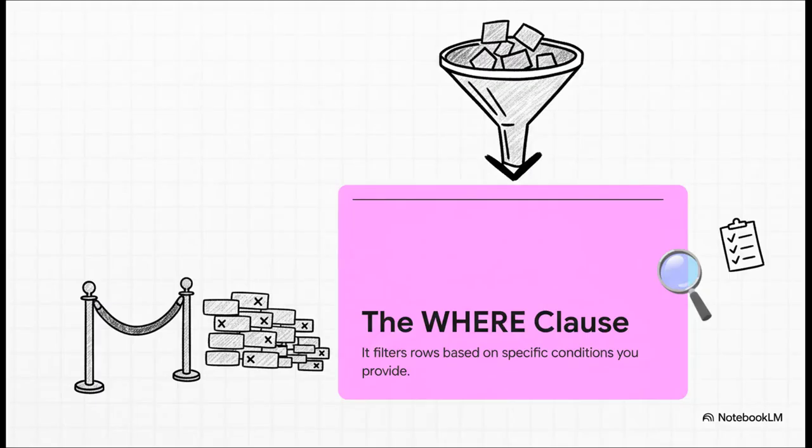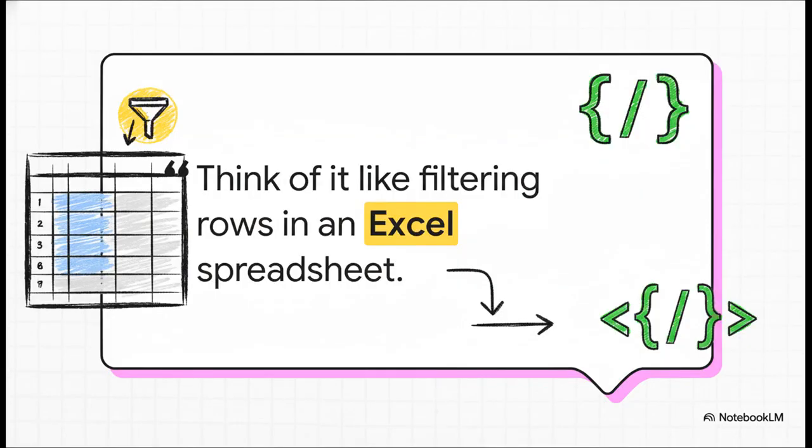The WHERE clause is really the heart and soul of filtering. You put it right after your table name in a query, and it basically acts like a bouncer at a club. It checks every single row, and it only lets in the ones that match the specific criteria you've put on the list.